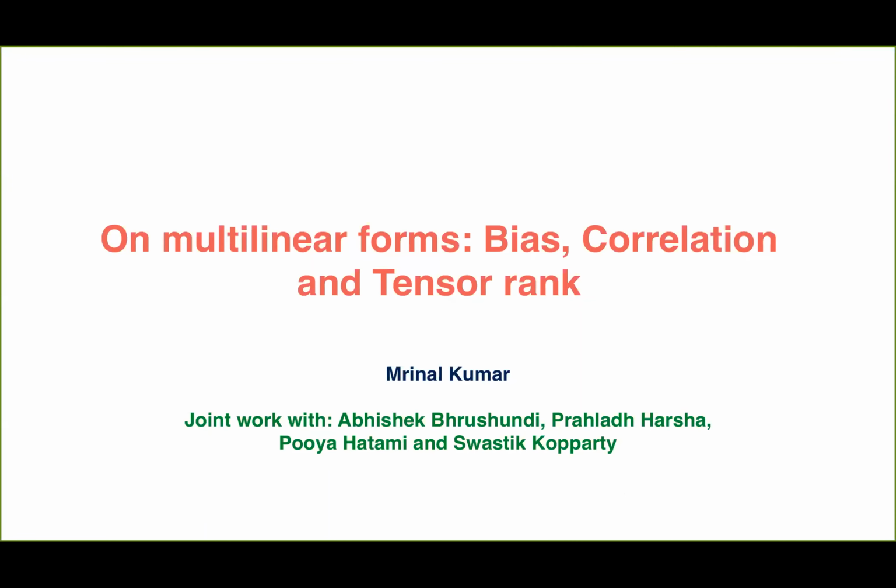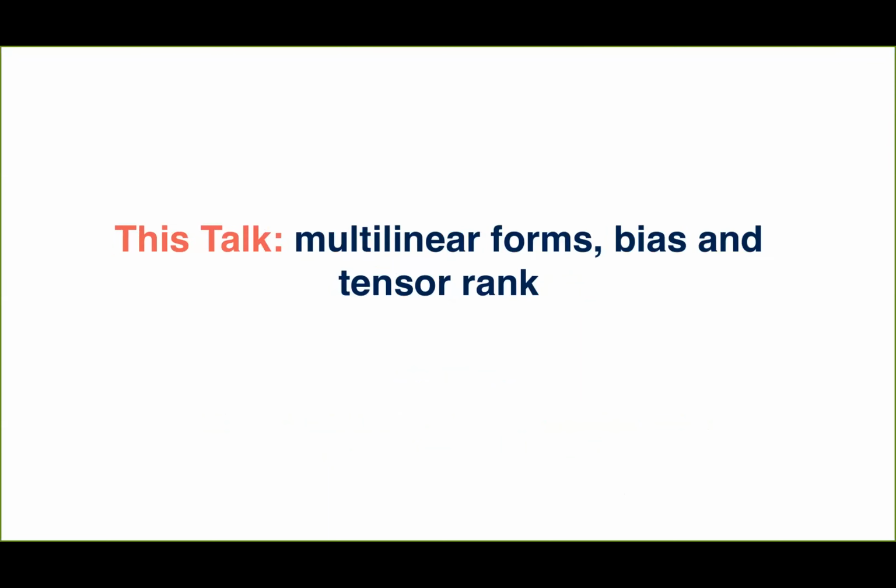Okay, thanks. All right, so I'm going to talk about multilinear forms, their bias, correlation bounds, and tensor rank. This is joint work with Bshouty, Prahlad Harsha, Pooya Hatami, and Swastik Koparthi. This short talk is going to be about three of those things: multilinear forms, bias, and tensor rank. I'm only going to mention correlation in passing at some point.